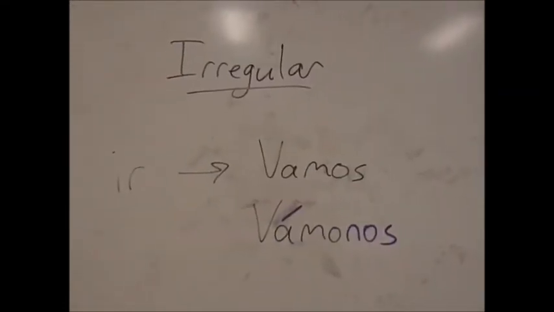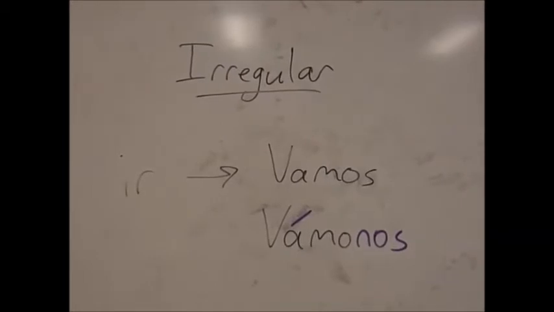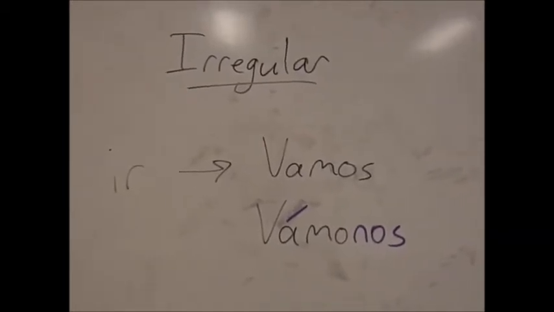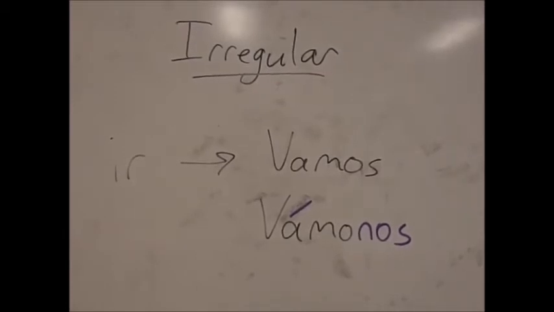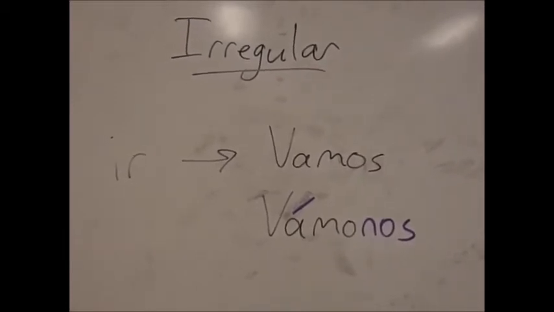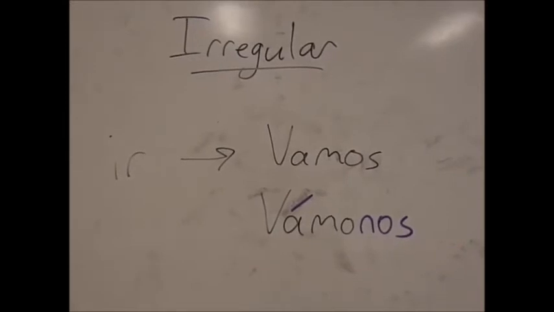There's also one irregular nosotros command that you have to remember, but luckily it's pretty easy. The verb ir is vamos. And of course if you want to say irse, which is to leave, you can say vámonos.